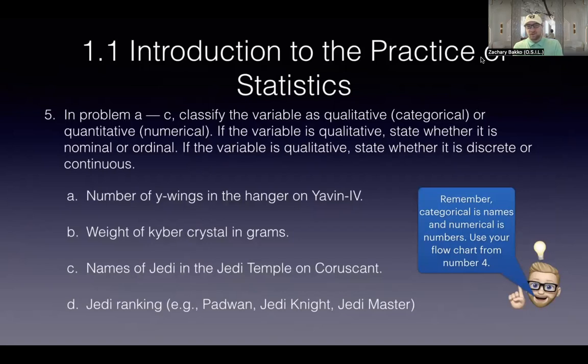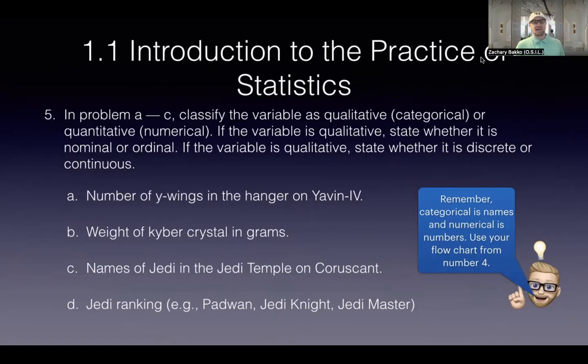So I have this little blurb here. It says, remember, categorical is names and numerical is numbers. So use that flow chart from number 4 that we did to answer these questions, because these are typical homework questions for chapter 1. Is this categorical or numerical? Okay, is it discrete or continuous? Is it nominal or ordinal?